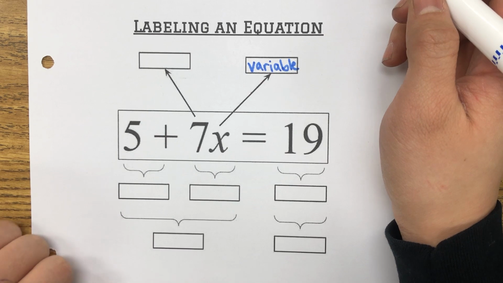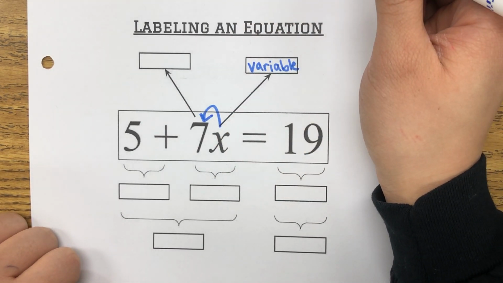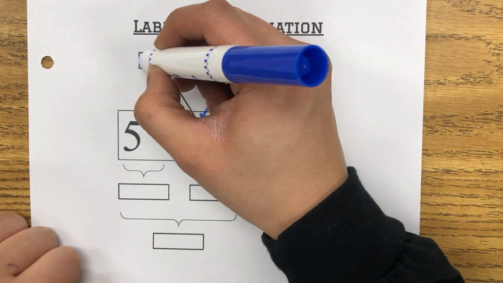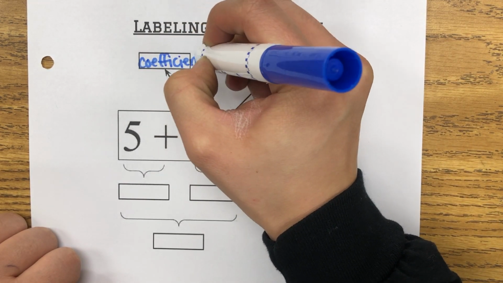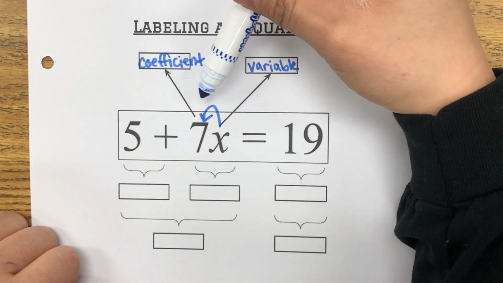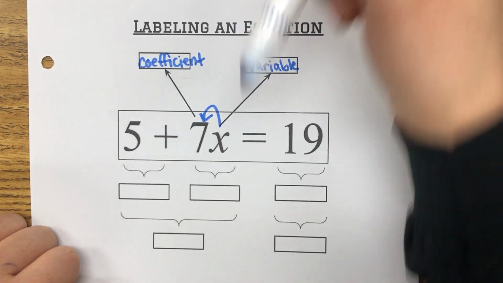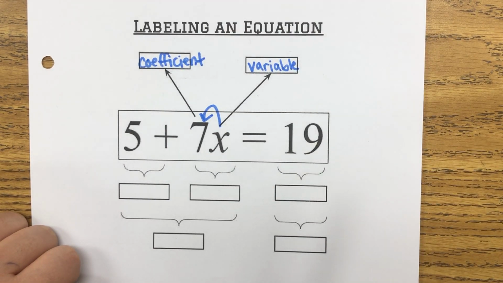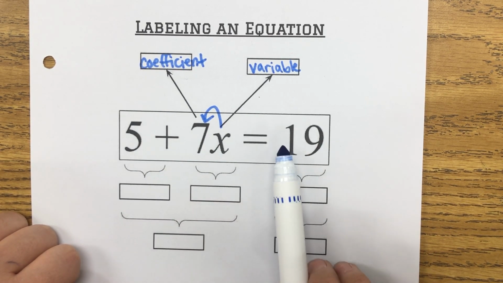What is connected to our variable, always right next to our variable, is what we call a coefficient. Okay, so when we see a number and a letter that are side by side like this, they are being multiplied.